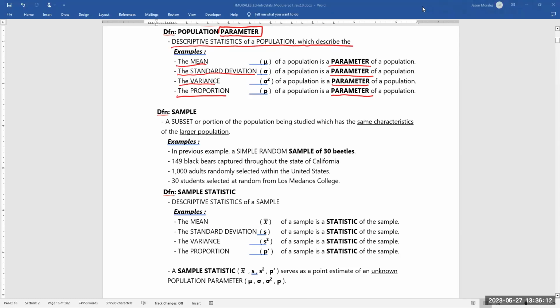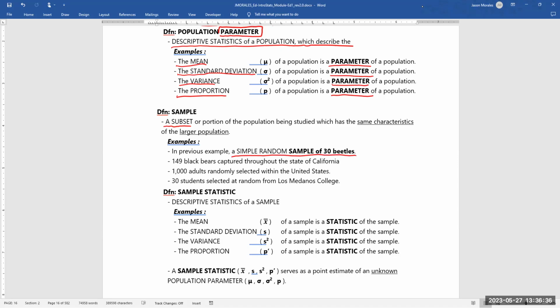Now, the definition of a sample. A sample is a subset or portion of the population being studied, which has the same characteristics of the larger population. So some examples would be, in our previous example, we had a simple random sample of only 30 beetles.